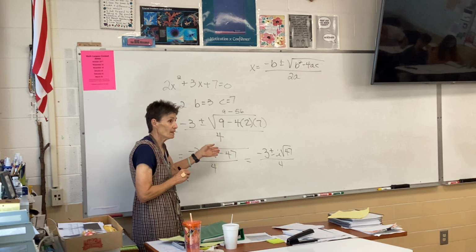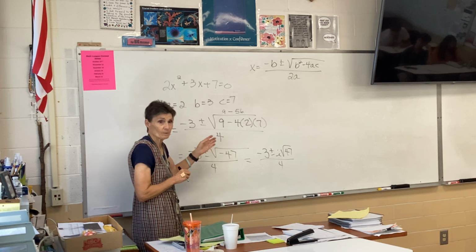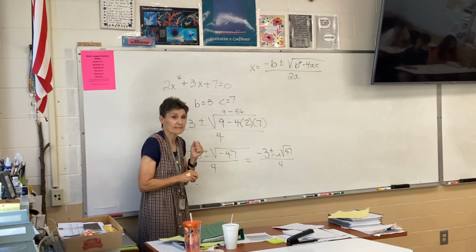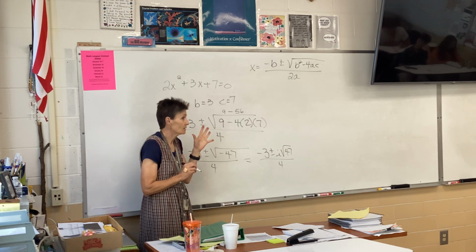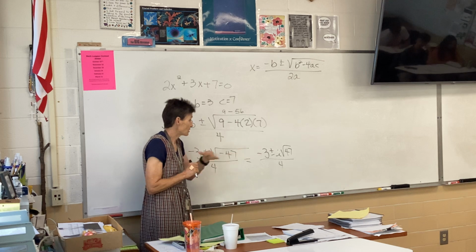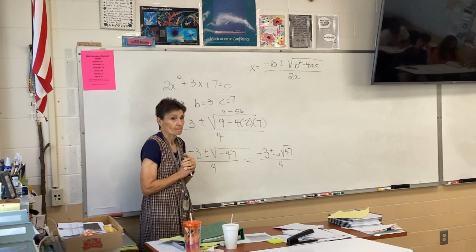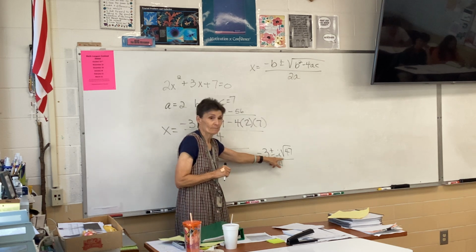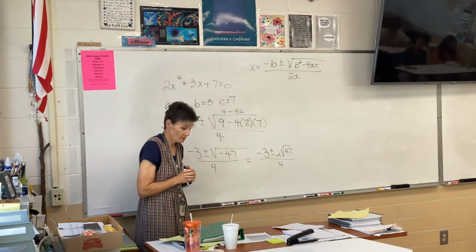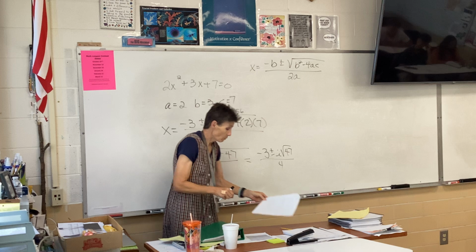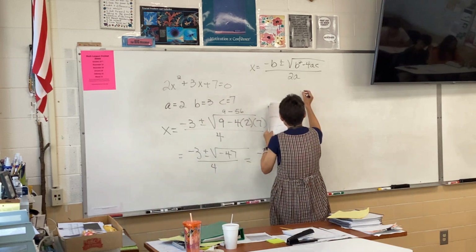Am I done? Yeah, I'm done. There's nothing I can do with that. Does 47 break down? No. Can't cancel anything? I'm done. That's your answer. Do you see how there's 2 of them? Negative 3 plus and negative 3 minus? You're always going to get 2 answers. All right, one more. Try this one on your own. See what you come up with.